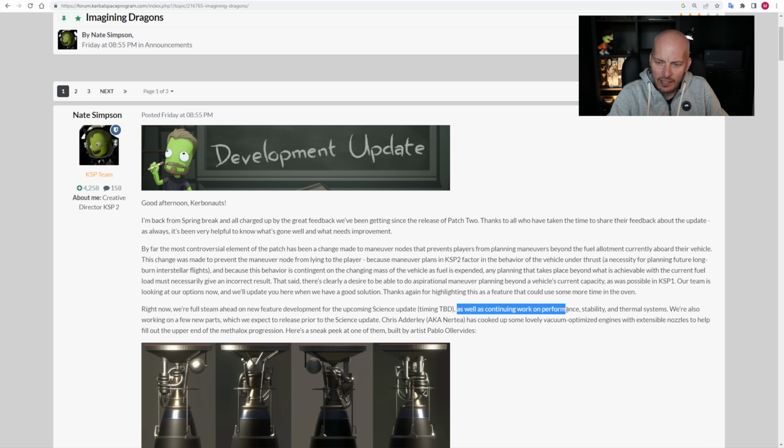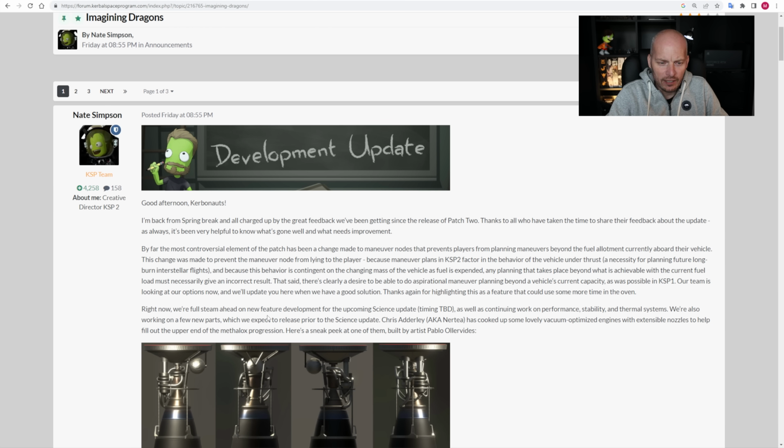They also say they're working on performance and stability, as well as the thermal system. Now, the question is, will the thermal system come in the science update, or is the thermal system going to be coming as a separate patch, maybe a patch 3? No news in either direction on that just yet.